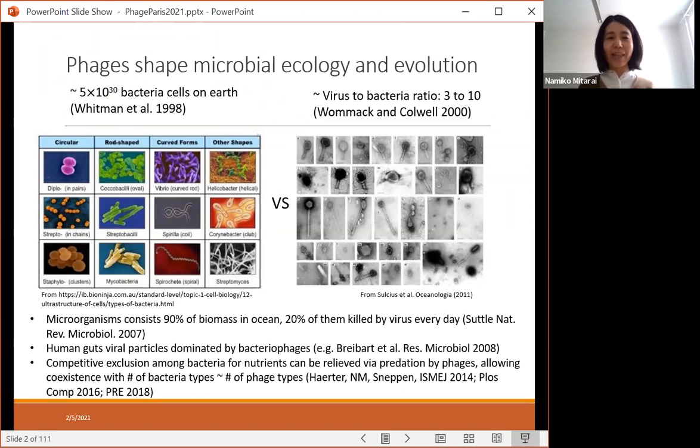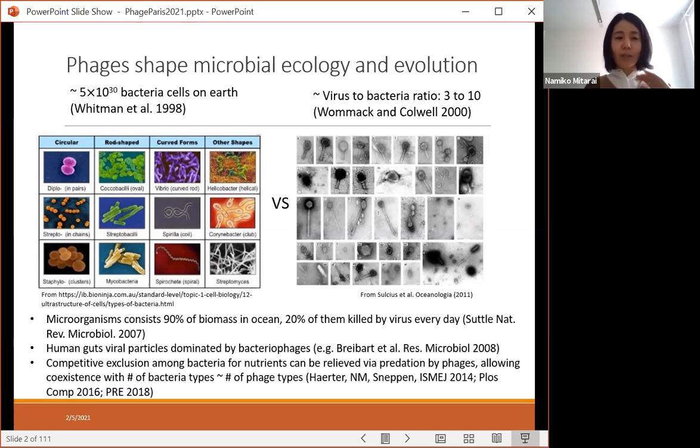Just one slide to mention that the phage is everywhere. The estimate says that there are 10 to the 30 bacteria cells on Earth, while people say there are roughly 10 times more phage particles on Earth, so it's a lot. And it takes care of a very large part of the biomass recycling on Earth: 90% of the biomass in the ocean is thought to be microorganisms, while 20% of them are estimated to be killed by the phage every day. And also in the human gut, most of the virus you detect is actually bacteriophages, so you can imagine that it's very important for the microbiome.